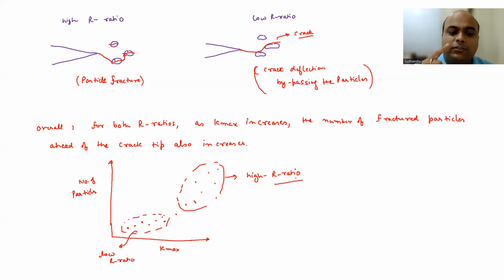Second, even in low R ratio, your number of fractured particles is going to increase as Kmax increases, right? So during fatigue, if a is increasing, Kmax is increasing, and you are going to increase the number of fractured particles even in low R ratio. Okay, so it depends predominantly on Kmax, right? What is the value of Kmax? So this is what I wanted to discuss about particulate reinforced metal matrix composites. Now let's talk about fiber reinforced composites. Okay.